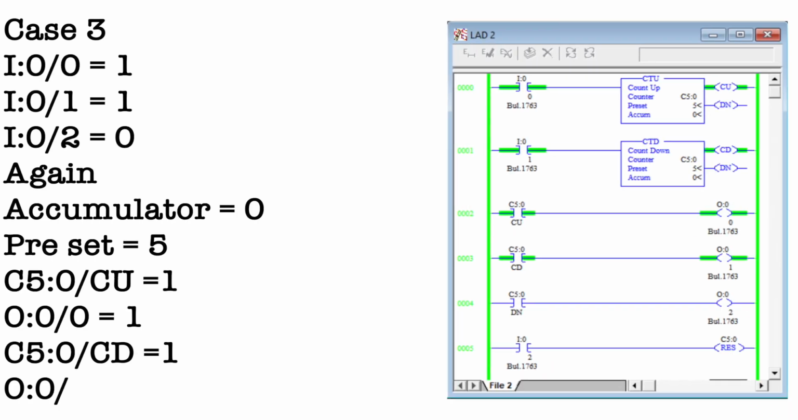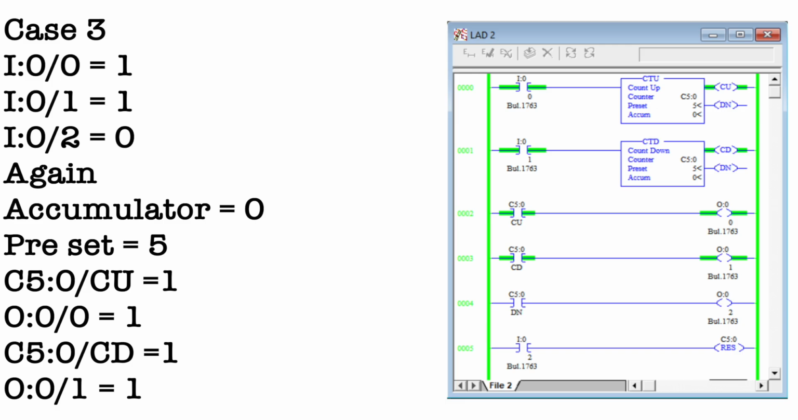Let's take another case. When I change the second switch state, that is I:0/1, from normally open to normally closed, in this case you can see here my down counter changes its accumulator value from 1 to 0, meaning it starts counting in decreasing order, right? And you can see the up counter accumulator value is also getting 0, right? In this case, you can see here the down counter bit, that is the CD bit, has also become high. That's why the output connected to the CD bit is also high.